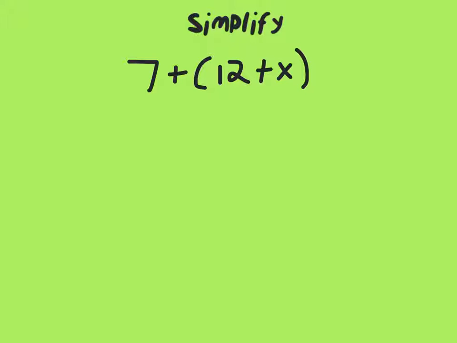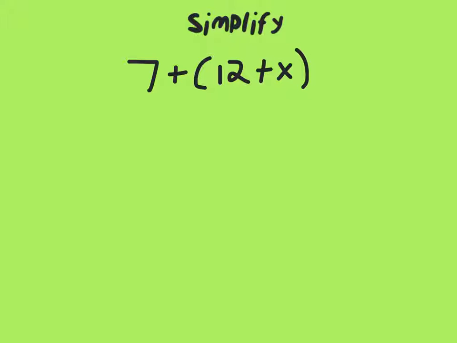This is example 1, letter A. The instructions say to simplify the expression 7 plus 12 plus x and to make it smaller. Simplify is just to make it smaller. The way it's written, it wants us to do 12 plus x, but I can't do that because I don't know what number x is.